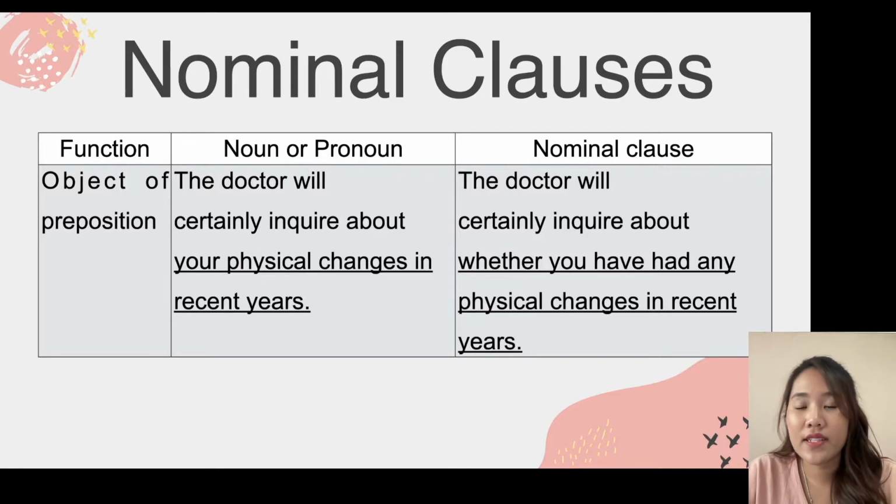And a nominal clause can function as the object of a preposition. For example, the doctor will certainly inquire about whether you have had any physical changes in recent years. So we have the subject you and the predicate part have had any physical changes in recent years. Together it is a clause, and we classify it as a nominal clause because it functions as the object of the preposition about here.